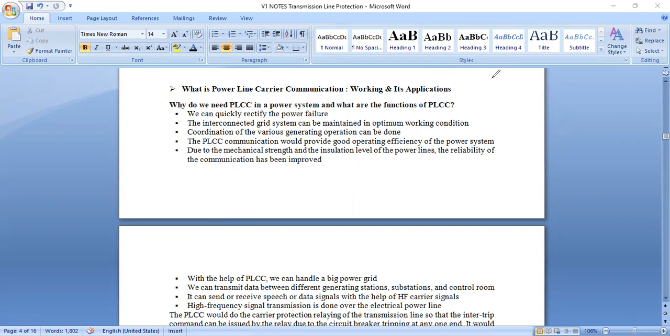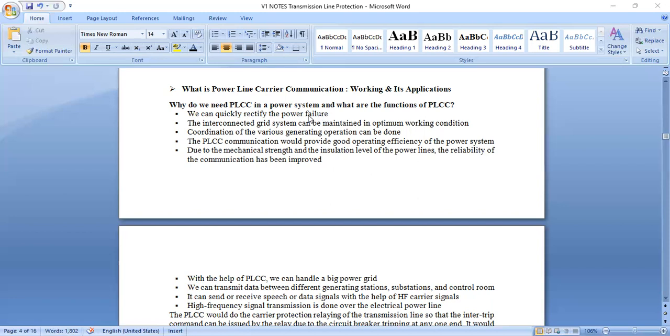For a long transmission line, carrier pilot relaying is more economical than the pilot wire protection scheme, because the pilot wire length has to be large to connect the two ends of the zone of protection. So carrier technology is a good option in such a case. In power line carrier communication, the transmission line itself is used for communication, and the communication is possible by two channels.